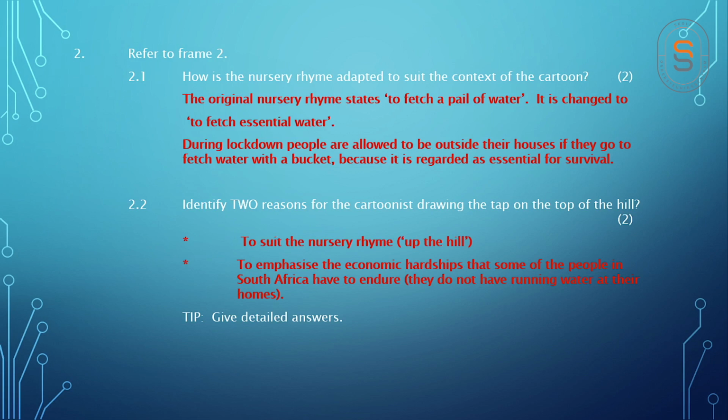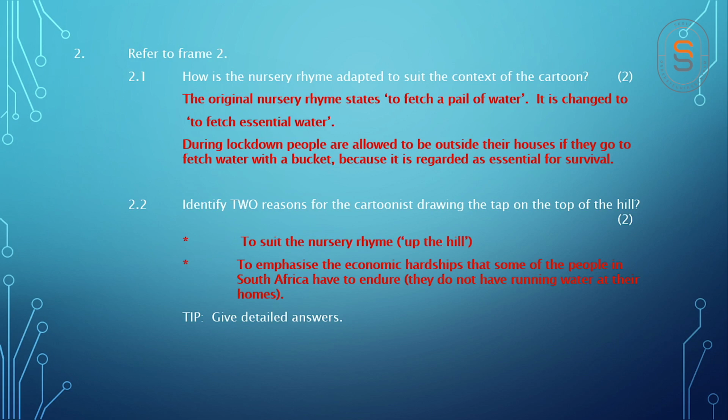All right, so we spoke about the nursery rhyme that Jack and Jill went up the hill to fetch a pail of water. But the context of this cartoon is lockdown during this coronavirus crisis. All right, so the original nursery rhyme states to fetch a pail of water. It is changed to fetch essential water. So during lockdown, people are allowed to be outside their houses if they go to fetch water with a bucket because it's regarded as essential for survival, right? So that is how you answer it to suit the context of the cartoon.